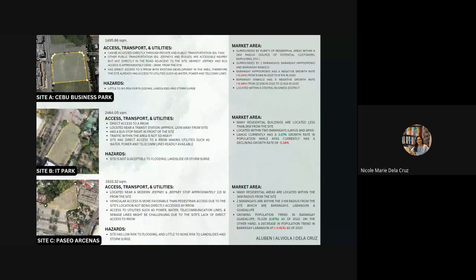The hazard is low risk. Then for market area, many residential areas are located within the 3 kilometer radius, and it is surrounded by two barangays, Barangay Labangon and Guadalupe. Guadalupe is increasing, and unfortunately, Labangon is decreasing.